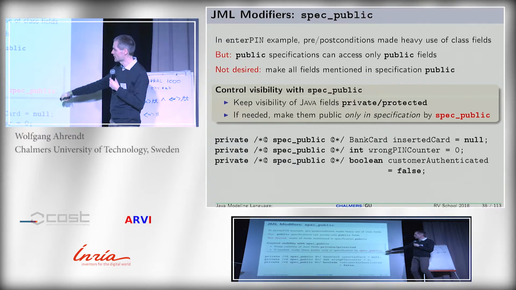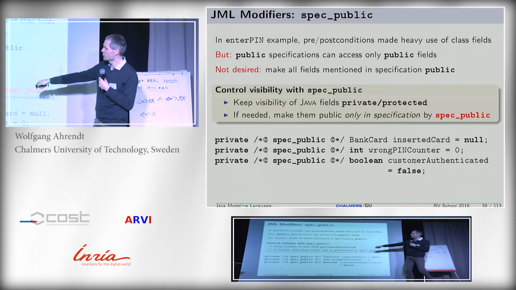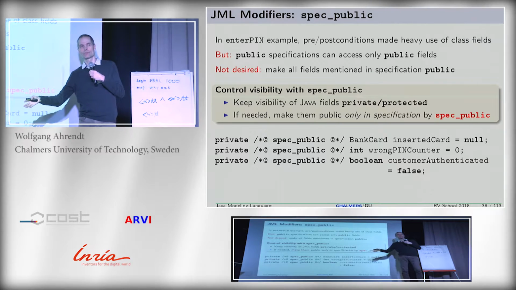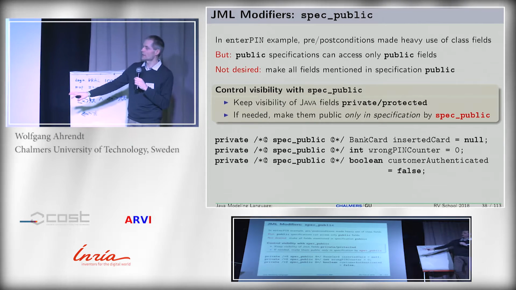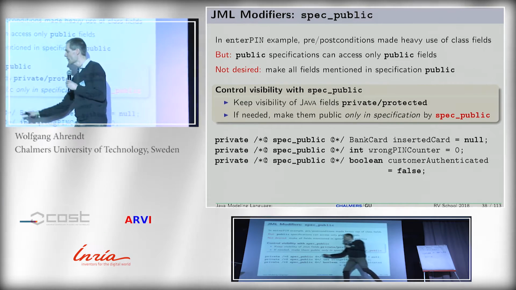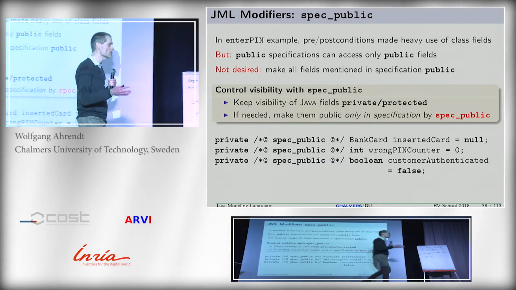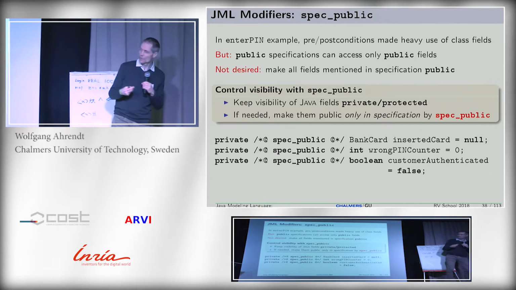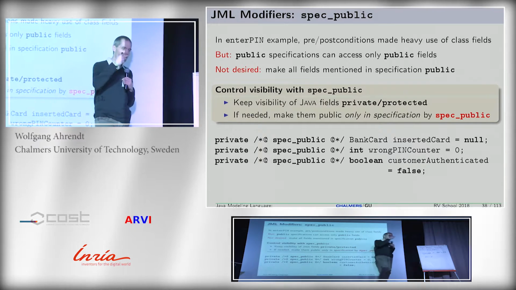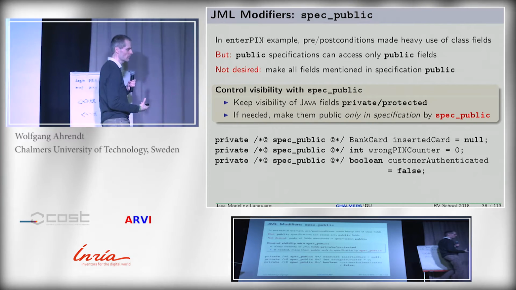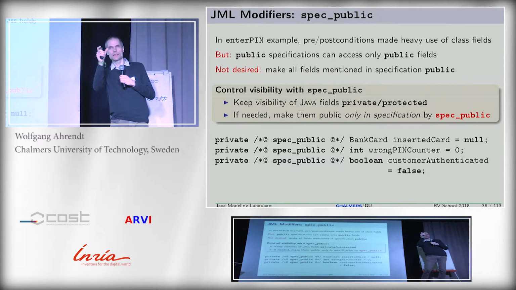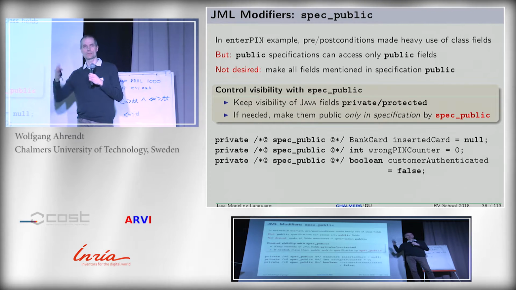So in this bank card, wrong pin counter, customer authenticated, which are all private, I can make them spec_public such that the public specification can talk about it. This is not the best way of doing it, but in a 1.5 hour lecture, it is the only way I have time to introduce. I only want to mention that a more proper way, which I would introduce if I had more time, is to have model fields. These are fields which only live in the specification world. They don't exist in the implementation world. They are public typically, and you define a relation between these public specification fields and your implementation.